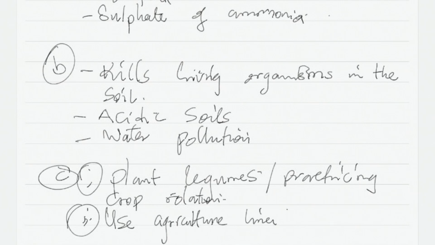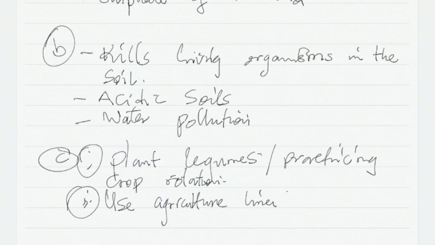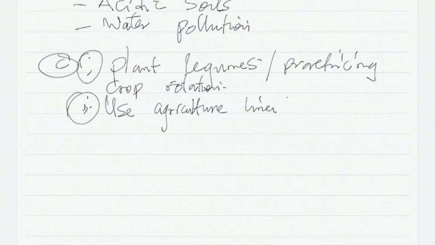This lime will neutralize the acids that have been caused by these chemical fertilizers, and it will help the soil texture to be improved, or the adverse effects of these chemical fertilizers to be reduced. So these are some of the reasons we can choose one of these answers, and then we move on to part D.